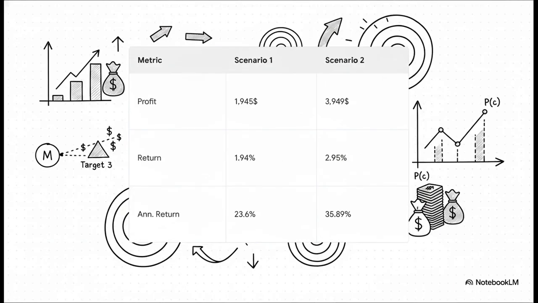Let's take a look at the hypothetical outcomes based strictly on those targets. Scenario 1 assumes a single entry at M with a full exit at target 3. The expected profit there is $1,945. That's an expected annual return of 23.6%. Scenario 2 looks a bit different. It assumes entries at both M and the secondary PC. The exits here are at target 2 and target 3. In this case, the expected total profit jumps to $3,949. The system documents the expected return here at 29.5%, which annualizes out to 35.89%. These are simply the stated mathematical outcomes mapped directly from those fixed parameters.